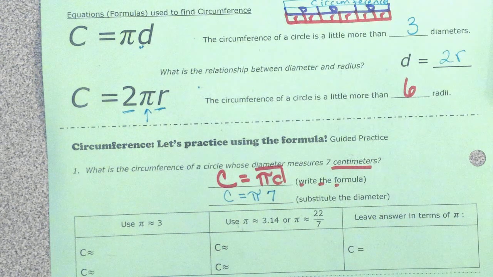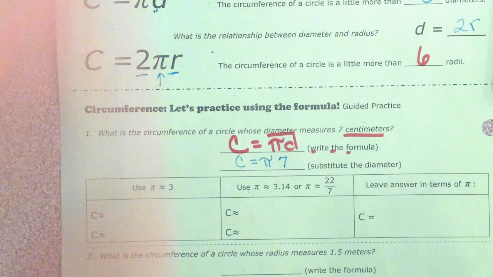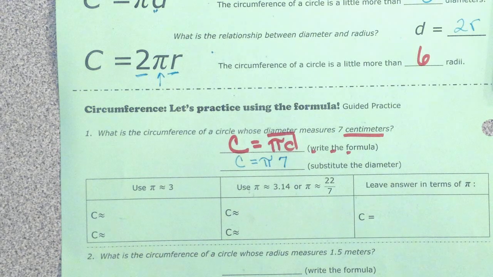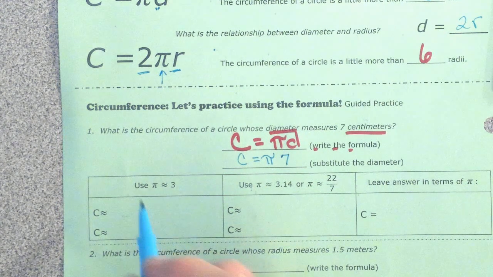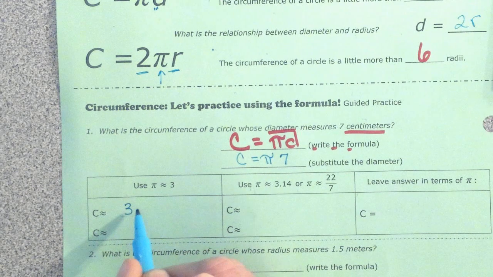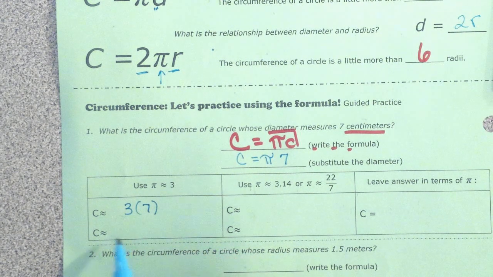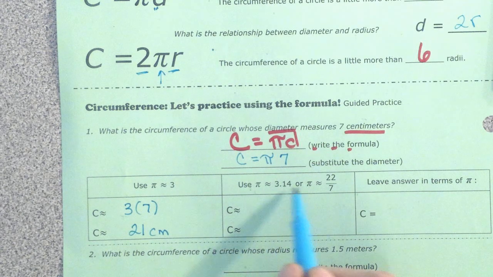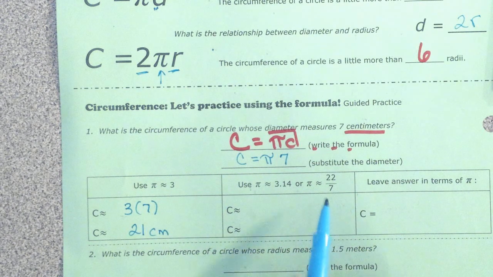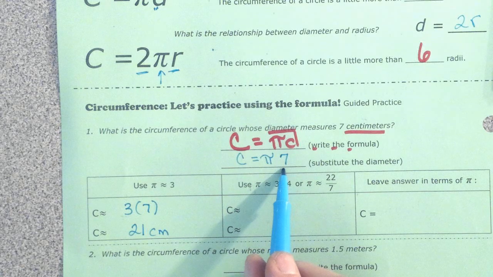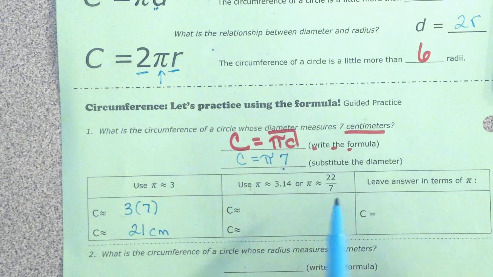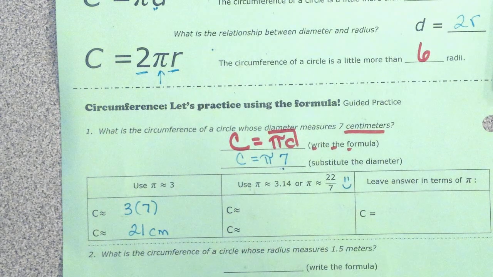Now, pi can be a couple of different things depending on your situation. If we are estimating very vaguely, we could say pi is about 3. So we would do 3 times the diameter, 7. So the circumference is approximately 21 centimeters. Or we can use 3.14 or 22 over 7. In this situation, because the diameter is a multiple of 7, I would use the 22 over 7.